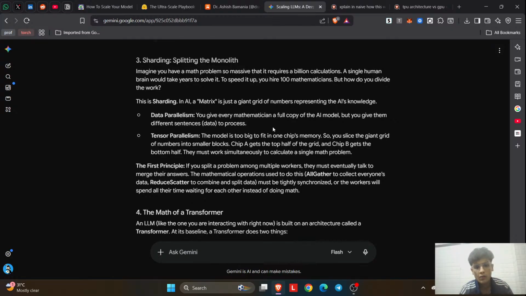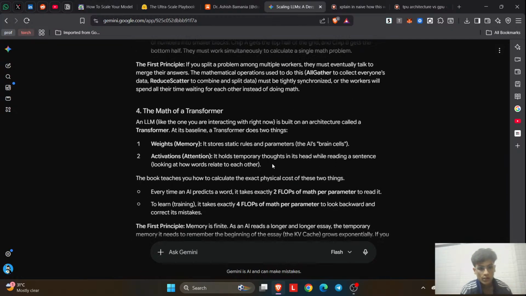Tensor parallelism is for when the model is too big to fit in one chip's memory, like the one I described, where you divide the model across several GPUs. You slice the giant grid of numbers into smaller blocks. Chip A gets the top half of the grid, and chip B gets the bottom half. They must work simultaneously to calculate a math problem. One half is calculated on the left GPU, the other half on the right, and then they merge, communicate with each other, and answer.